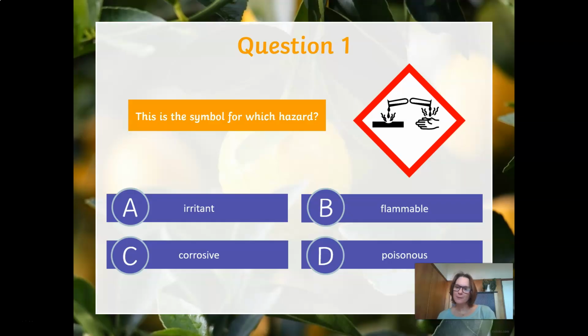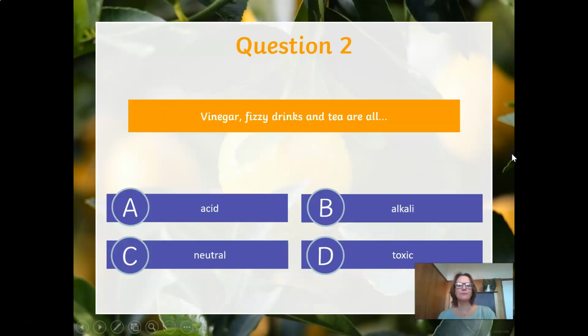What would you think your answer would be, grade 7? I would go with corrosive. Yes. So vinegar, fizzy drinks, and tea, yes, I'm including tea in this, are all what? Is it A, an acid, B, an alkali, C, a neutral, or D, toxic? What's your answer? I'm going to go with A for acid.